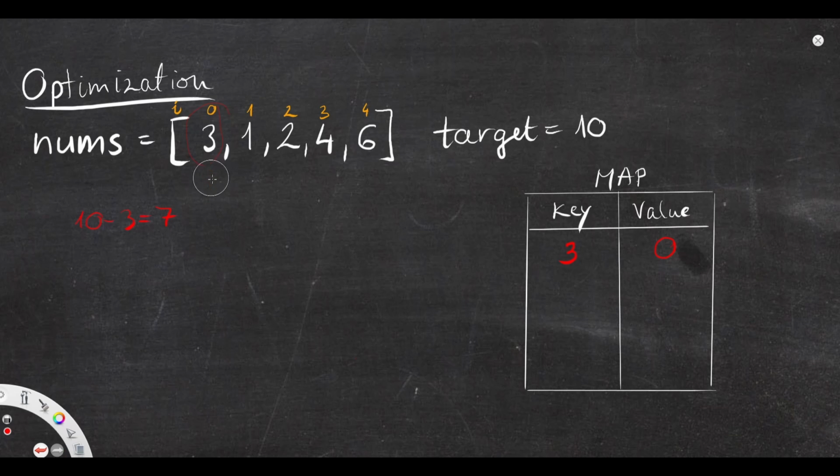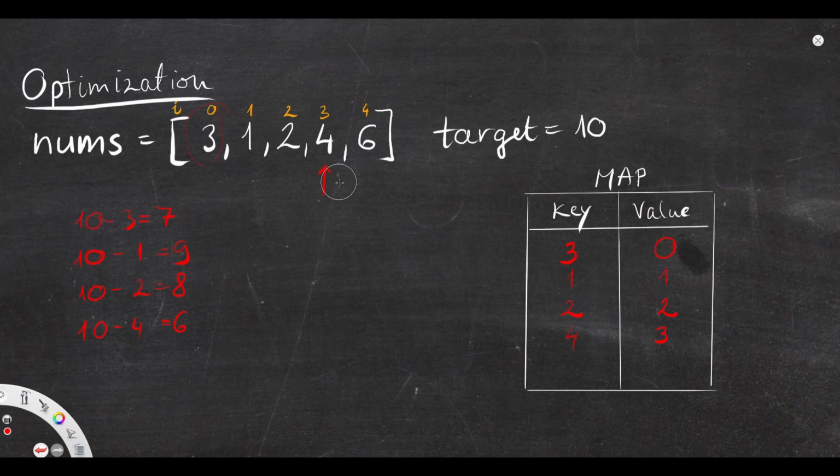So the next element is going to be 1. 10 minus 1 is 9. This is not part of our map yet, so we can't do anything with this, but we can put 1 into the map with the index of 1. Our next element will be 2. 10 minus 2 is 8. This is not part of our map, but we have to put 2 in the map with the index of 2. The next element is 4. 10 minus 4 is 6. This is not part of our map, but we put 4 with the index of 3.